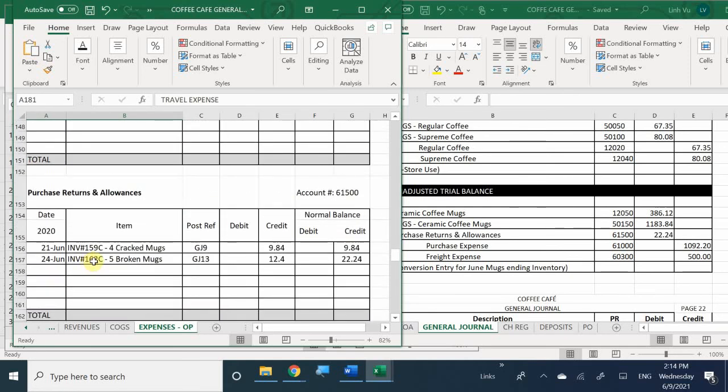Operating expense. 3630. I put end of June inventory. I didn't really know what to put there. That's perfect. Adjustment entry, end of June, whatever you want to do, that's perfect. I like adjustment better.